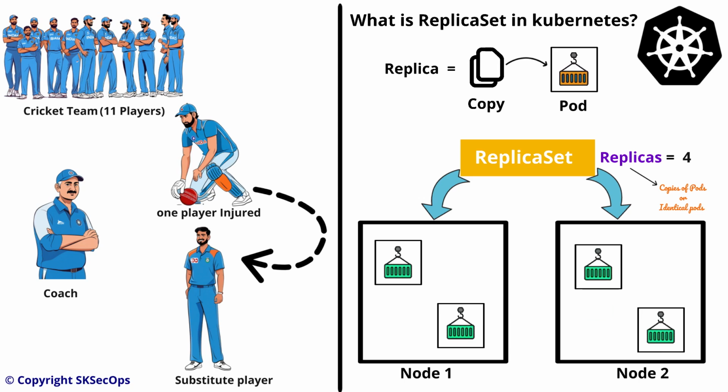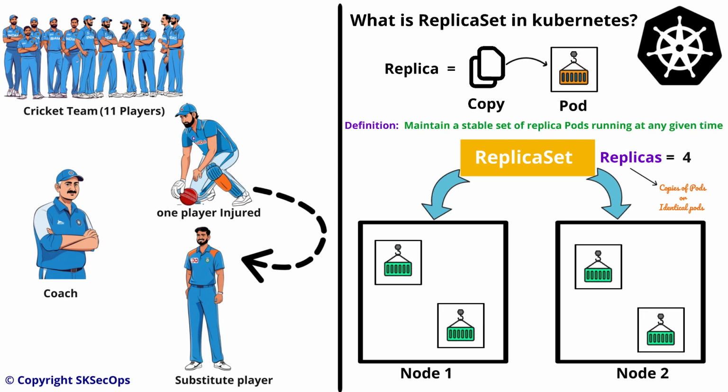How is the cricket analogy related to ReplicaSet? Yes, if one player got injured, the coach substituted with a new player. Similarly, ReplicaSet will replace it with a new pod if something goes wrong with the existing pod. Now let us understand the definition of ReplicaSet. ReplicaSet is to maintain a stable set of replica pods running at any given time.